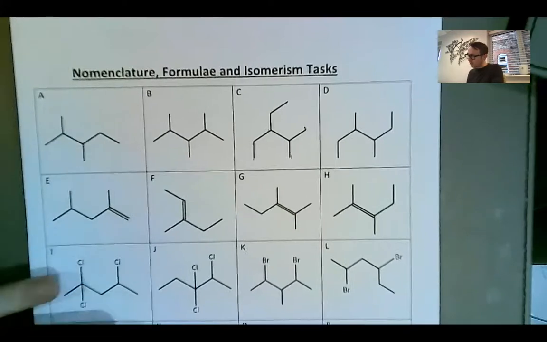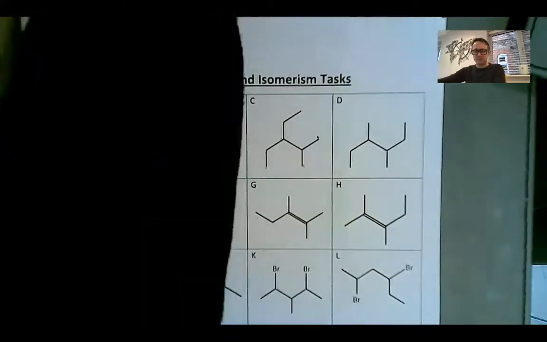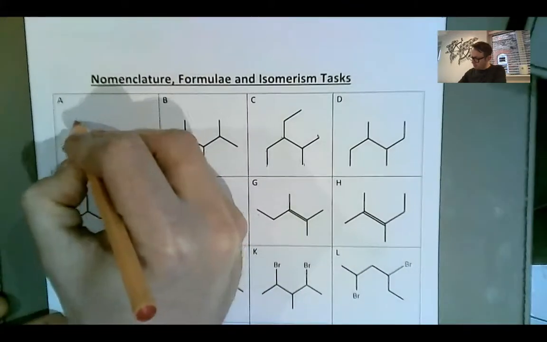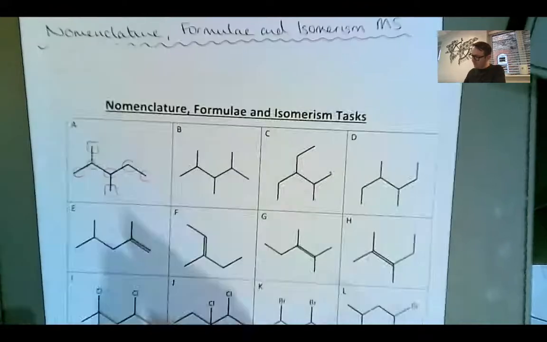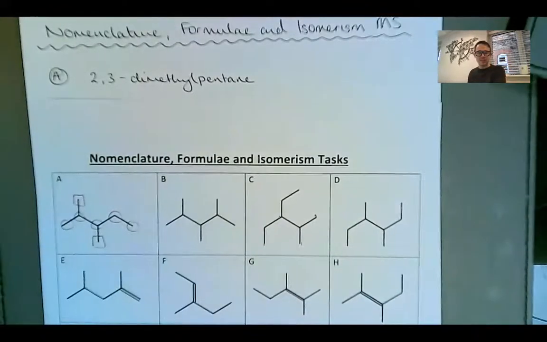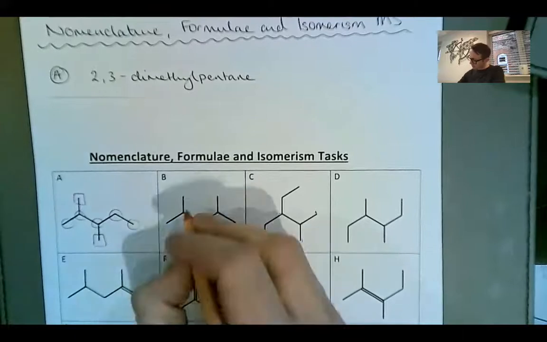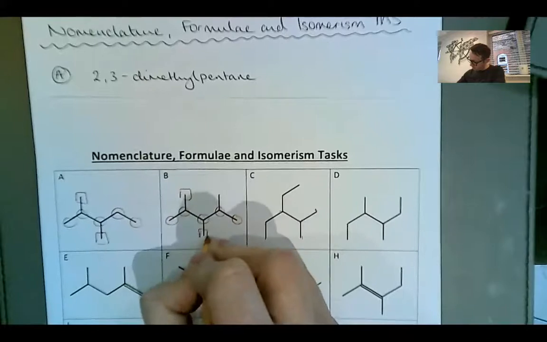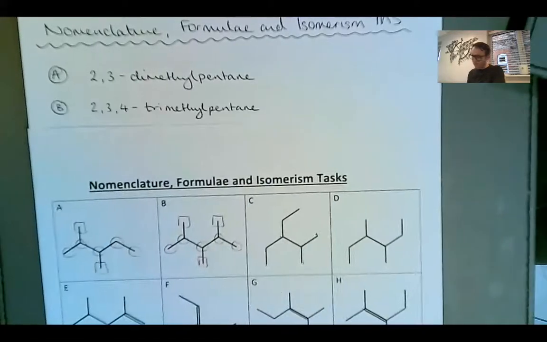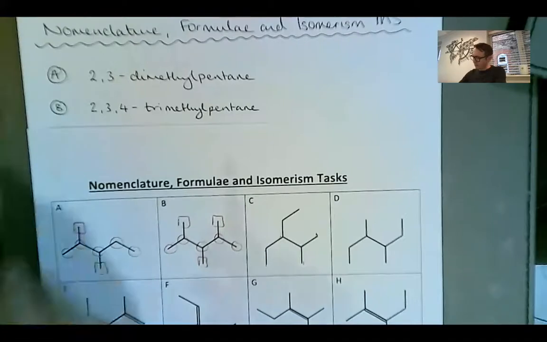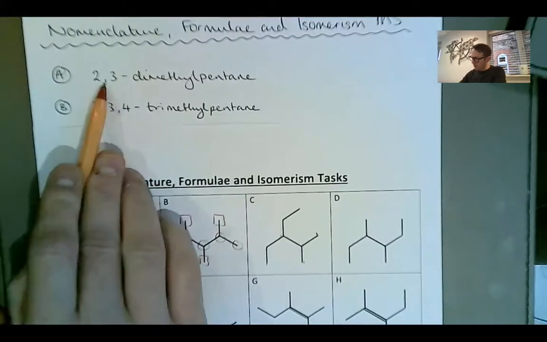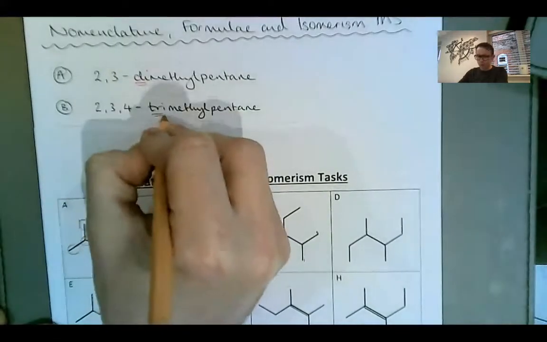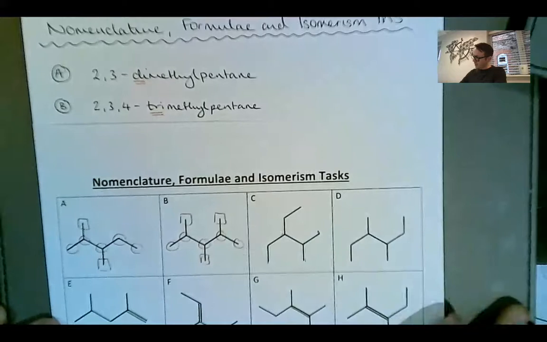Okay, so our first molecule, we've got 5 carbons in a row, 1, 2, 3, 4, 5. We've got a methyl group on 2 and a methyl group on 3. So this is going to be 2,3-dimethylpentane. Okay, the next one, 5 carbons in a row. We've got a methyl group on 2 and 3 and 4. So it's 2,3,4-trimethylpentane. And remember, commas between numbers, dashes between numbers and letters. And of course, you need to have your di and your tri in there as well. Okay, next one.